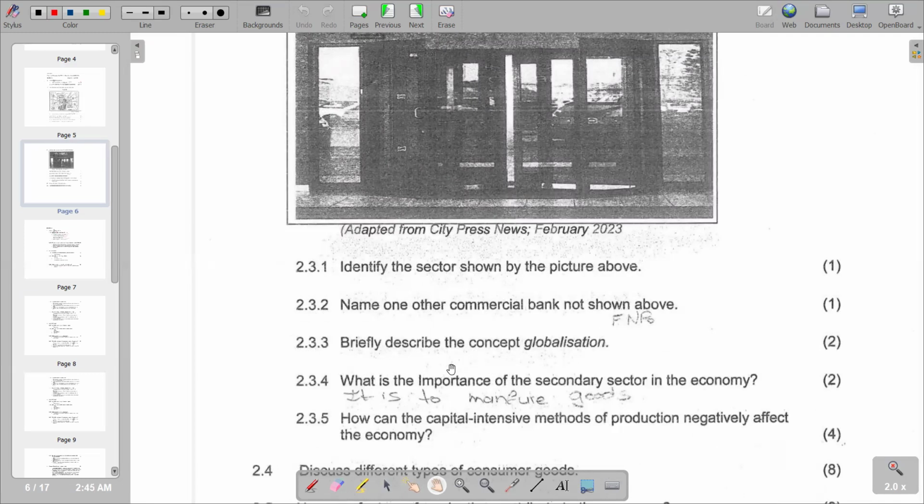Globalization, we know, is an aspect that describes the interaction with other countries. When a country is interacting with other countries, it is engaging in globalization. International trade also becomes an aspect of globalization, whereby we are exchanging goods with other countries. So that's a brief description that we can give of globalization.